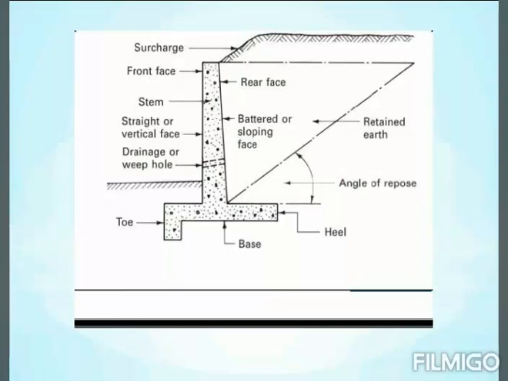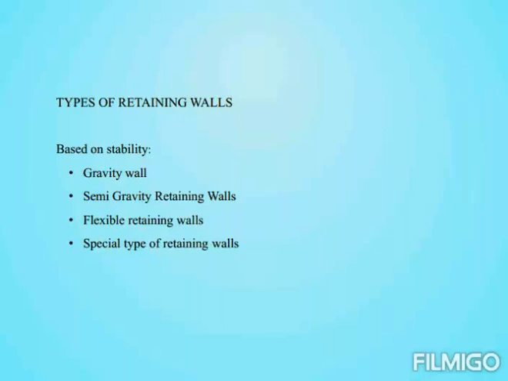What is surcharge? The portion of backfill lying above the horizontal plane at the elevation of the top of the wall is called surcharge. The retaining wall should satisfy the following stability conditions: stability against overturning and sliding. The maximum pressure at the base should not exceed the safe bearing capacity of the soil. These are the stability conditions for a retaining wall.